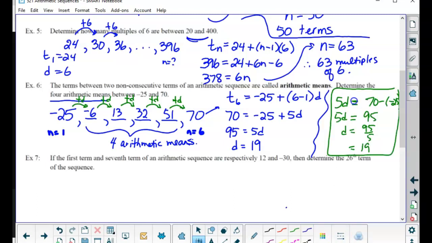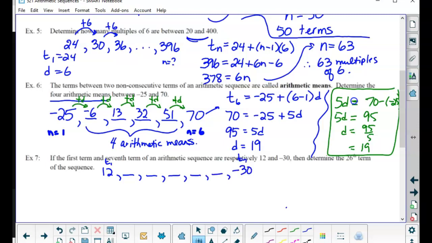So, this next one: if the first term and the 7th term of the arithmetic sequence are respectively 12 and negative 30, I sometimes just like to write it out. So 12 is my first term. You put a little T1 if you want. Then 2nd, 3rd, 4th, 5th, 6th, and there's my 7th.